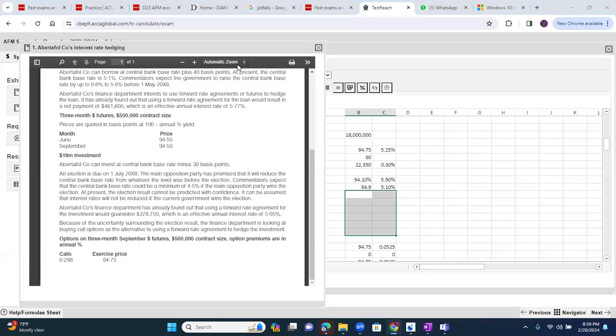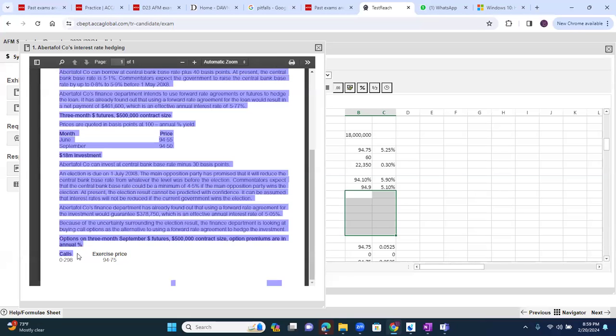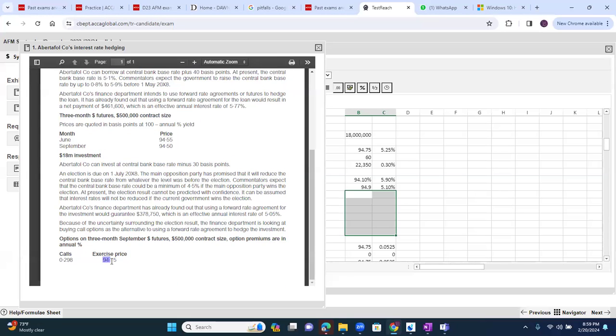Today is 1st February. We will select the September contract, but look at the screen. 94.75 is the call price, this is the exercise price. So we need the closing future on 1st September, but that is not given.